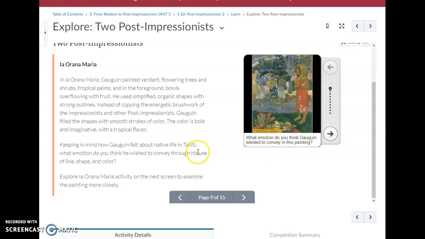Keeping in mind how Gauguin felt about native life in Tahiti, what emotion do you think he wished to convey through his use of line, shape, and color? What do you think he wanted you to feel? What emotion do you think he wanted you to feel whenever he was making his paintings and choosing his colors? Explore La Orana Maria activity on the next screen to examine the painting more closely.